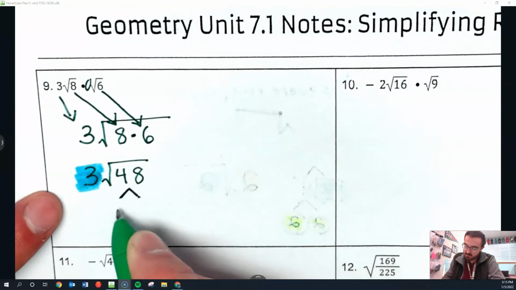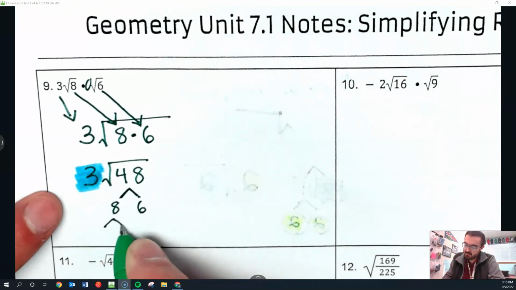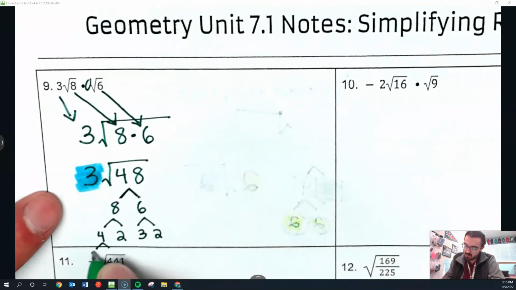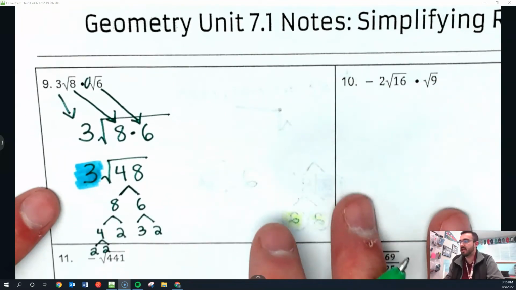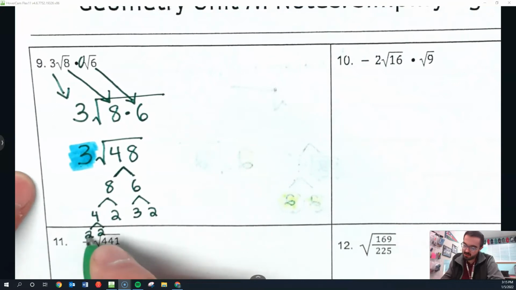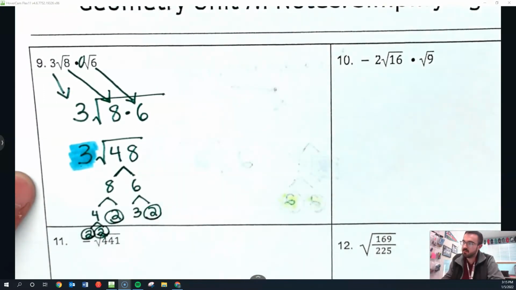So 48 could be broken down into 8 and 6. 8 could be broken down into 4 and 2. 6 could be broken down to 3 and 2. 4 could be broken down into 2 and 2. Okay, I know I'm kind of running out of room there. So we got a pair of 2's right here. Got a pair of 2's right here. And then we got a box 3.